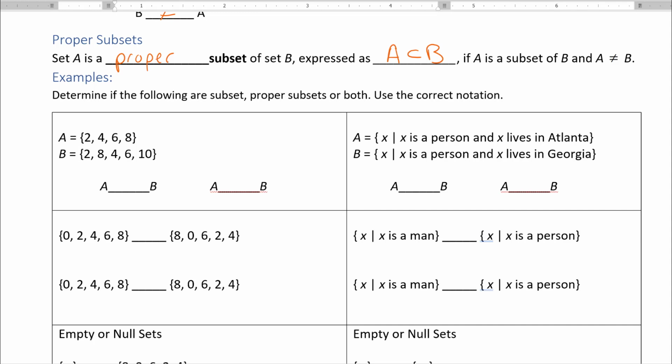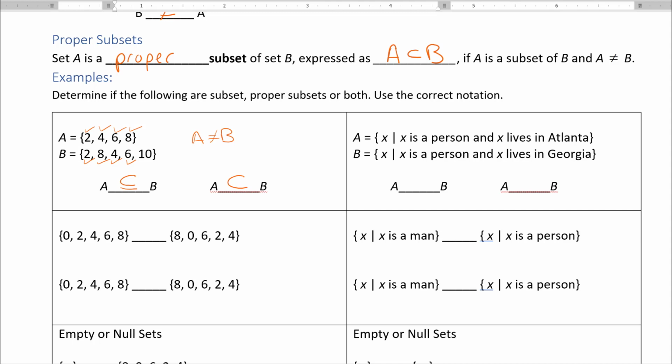So A is a subset of B. So we have 2, 2, 4, yep, that's there. 6, yep, that's there. 8, 8 is there. So we can say A is a subset of B. And we can also say that A is a proper subset, meaning that A is not equal to B, because they don't have the same elements in each other. So proper subsets can only be used when we are not talking about a subset of an equal set.